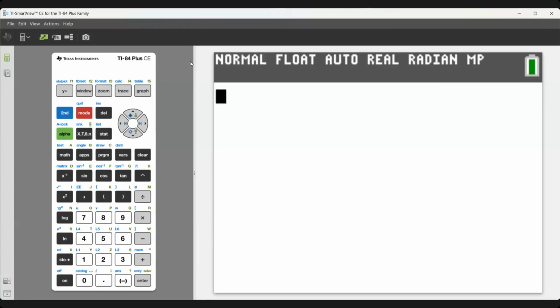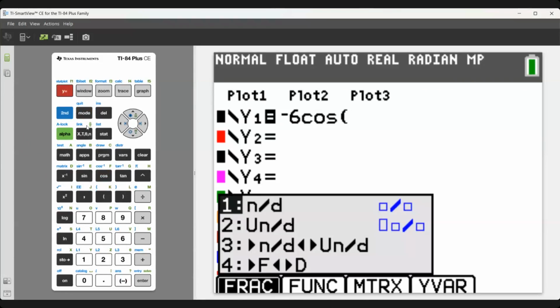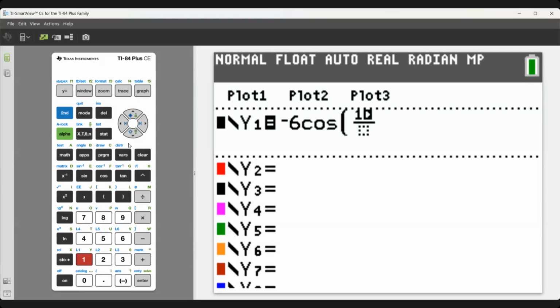All right. And so the function that we're going to do a transformation on, our parent function, is the cosine function. So the specific function equation that we're going to look at is f of x equals -6 cosine of 1/3 x. One second while I get that typed in. There we go. 1/3 x minus pi, close parentheses, and then plus 4.